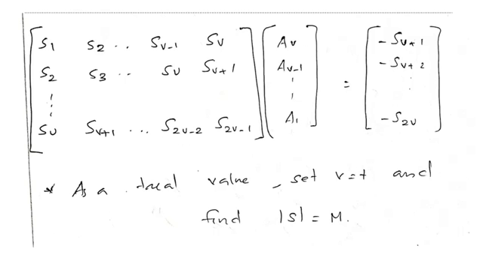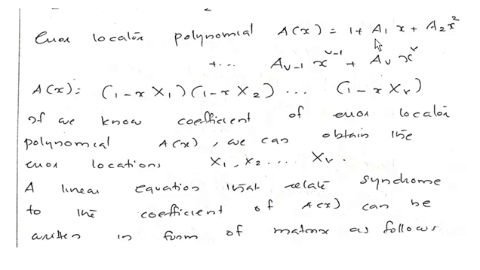This error locator polynomial is a of x equal to 1 plus a1 x plus a2 x square up to av x raised to v. After finding this polynomial, you can factorize it. Then using the factors you can identify the error polynomial. By replacing alpha with x, you will get the error polynomial. So this way we can easily decode BCH codes.